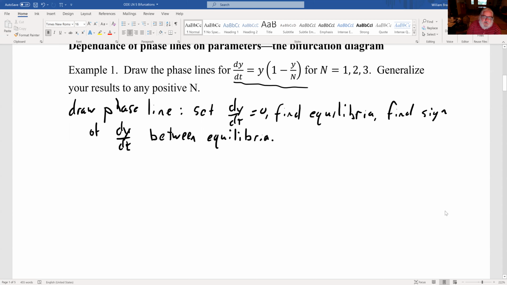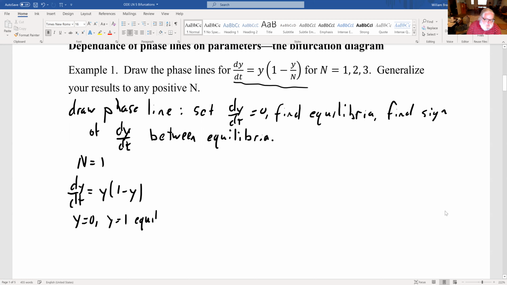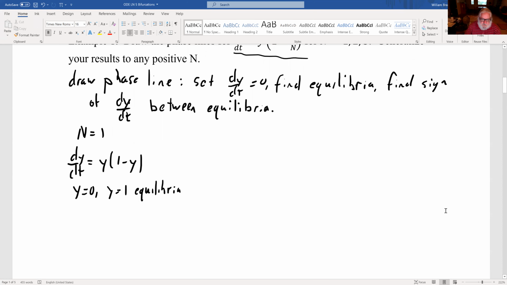So for N equals 1, we have dy/dt equals y times (1 minus y). So y equals 0 and y equals 1 are equilibria. And so we'll draw the phase line for N equals 1 out here a little bit. So the phase line is the y-axis. At y equals 0, we have an equilibrium. And at y equals 1, we have an equilibrium. And what is the sign of this thing?